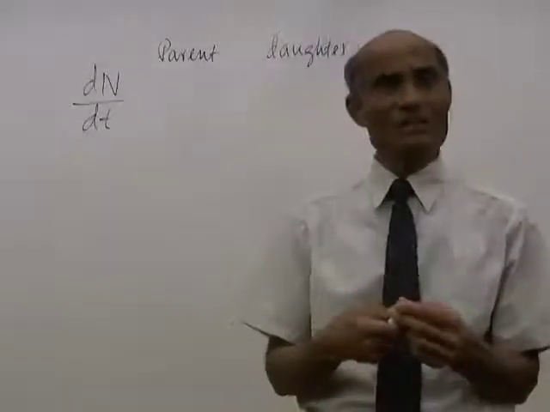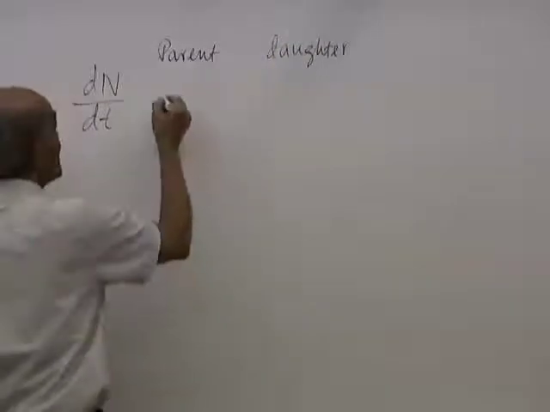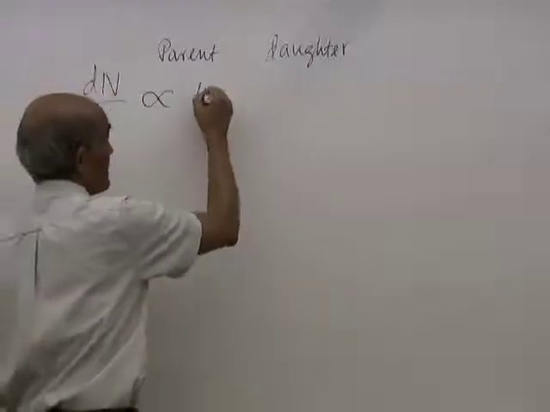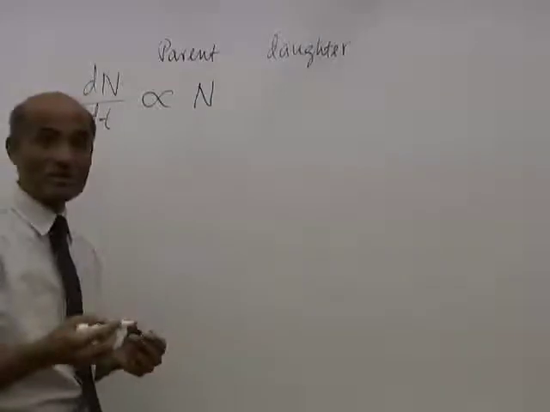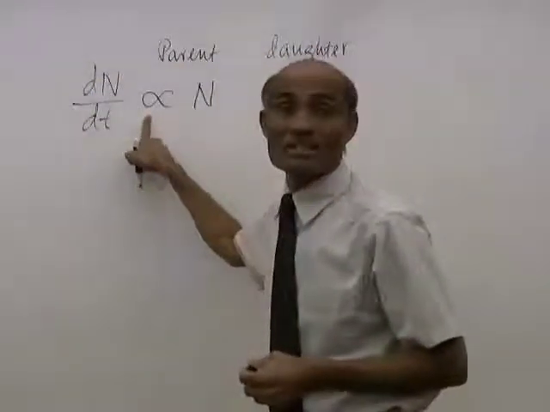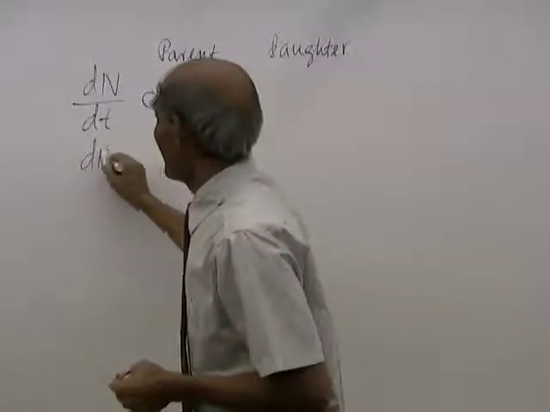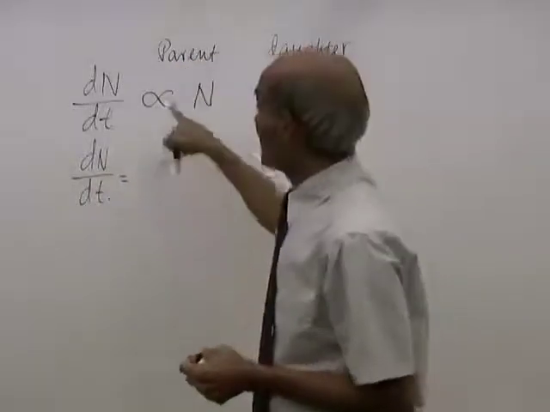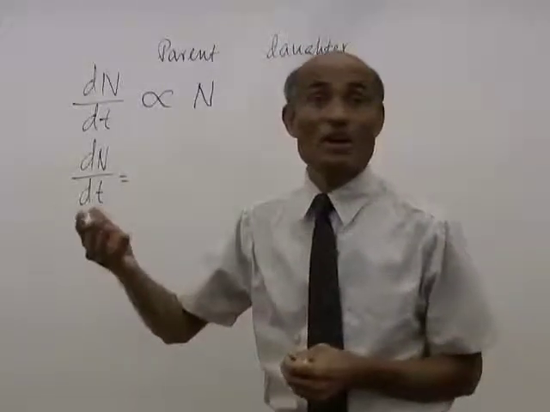Now, how do we write that mathematically? We would say dn by dt is directly proportional to the number of atoms originally present. That is the mathematical representation for that. Now, can you change this proportionality to an equal sign? Yes, I'm going to change that and write dn over dt equal to, when I replace the proportionality by an equal sign, I need to add a constant.